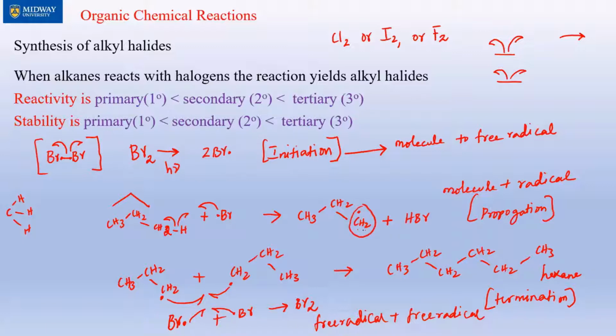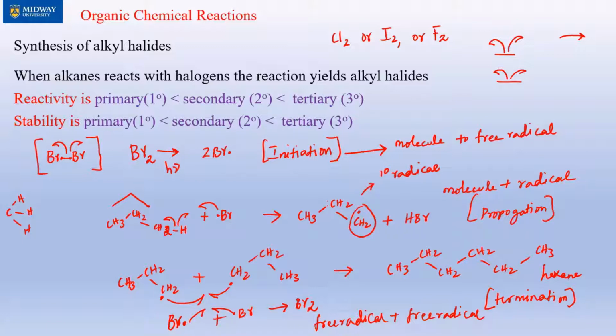This carbon contains 2 hydrogens. So is that a primary, secondary, or tertiary? Good, it's a primary radical. So you say 1 degree radical. Now this is less stable compared to a secondary or tertiary.